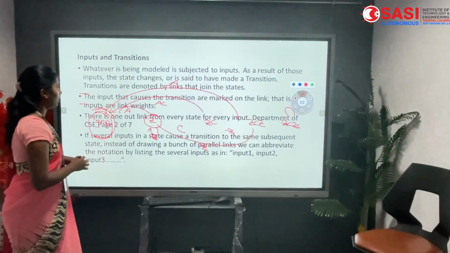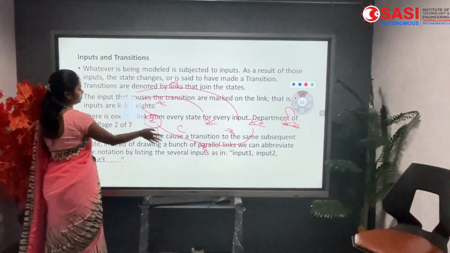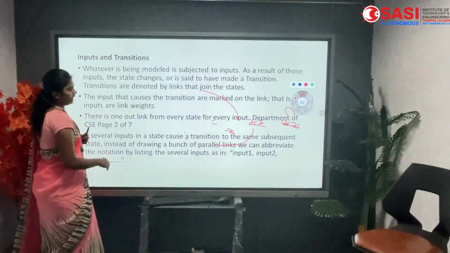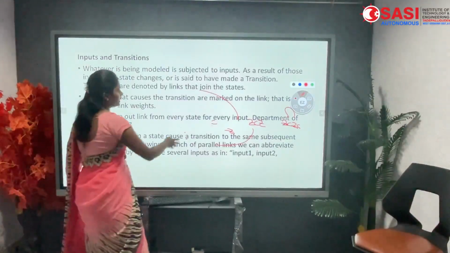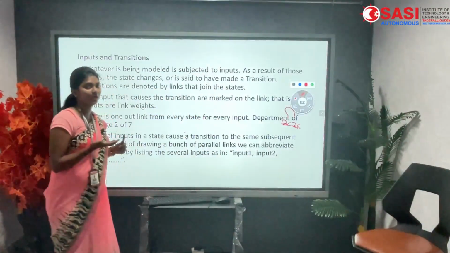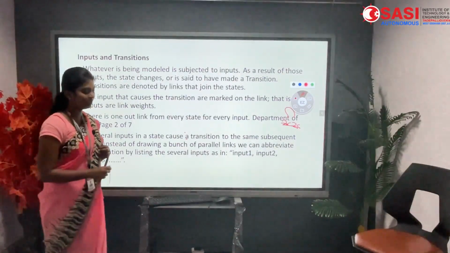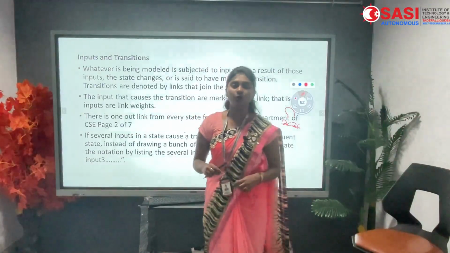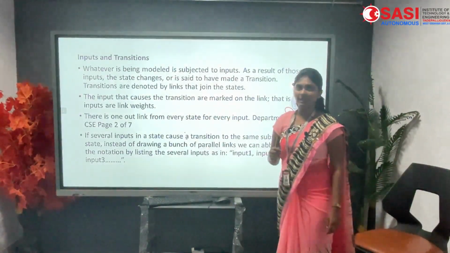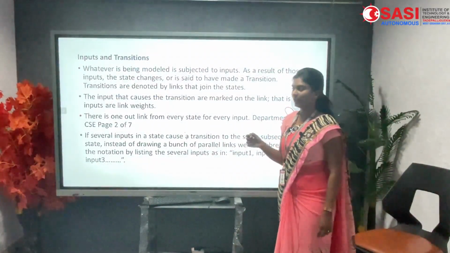Next, after initializing each and every state of the particular node, I have to define the inputs and the transitions. Inputs are nothing but weighted nodes. Weighted nodes are nothing but inputs. Transition is nothing but the linked states, what states are connected. Now I am talking about the inputs and transitions. What are the inputs and what are the transitions?